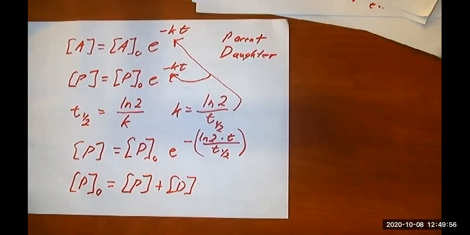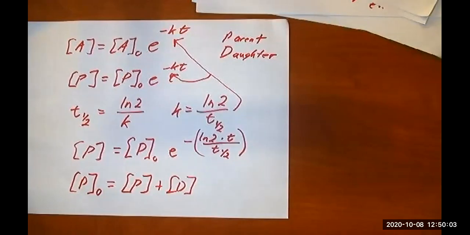So there's a clarification here. Yes, I misspoke when I said the parent was ions. What I meant was a parent isotope and a daughter isotope.